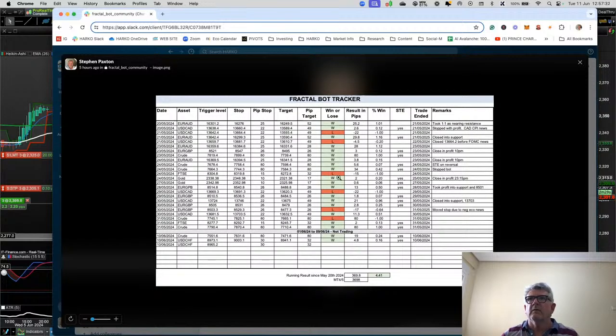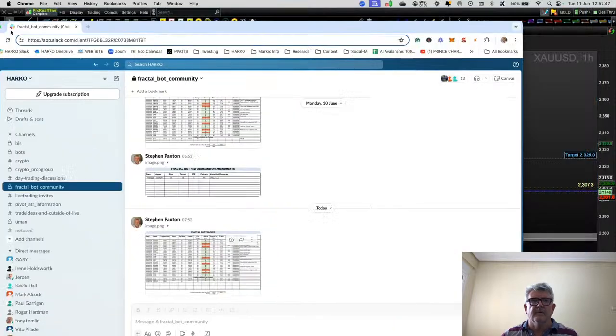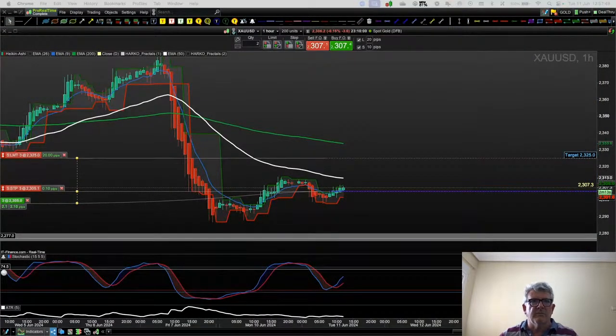So have we done gold? Not for a while. The last time that we traded gold, we won. Both fracker bots won. So it's got a 100% track record at the moment. So that's fine. Just to remind people how to put the fractal bot on for gold.